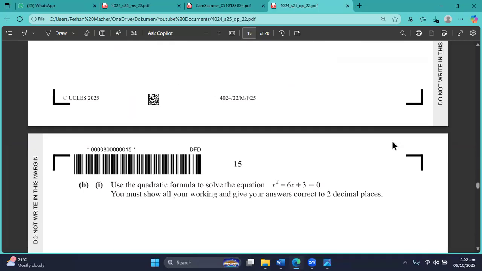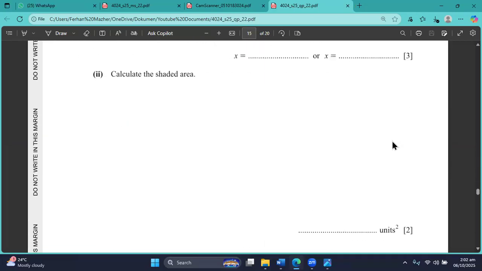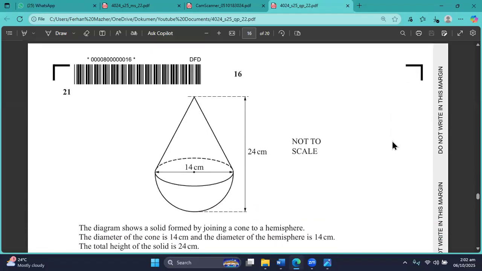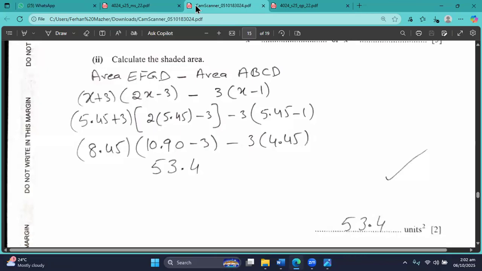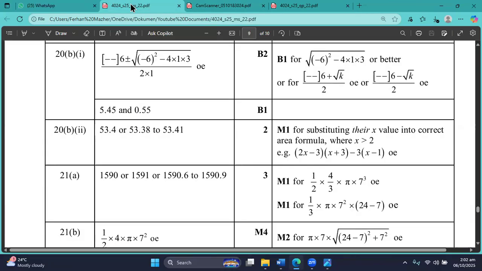That was question number 24, B second part. We are done with it. Now we are on question number 21. This is how that was done, and I hope I have shown you the marking scheme as well.